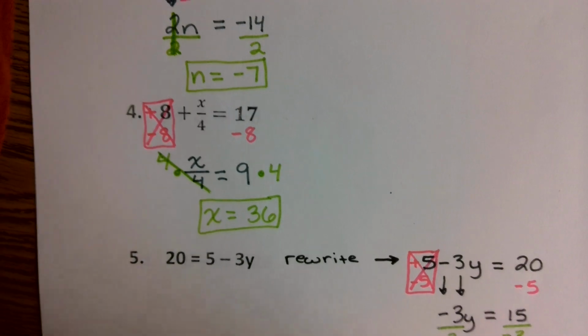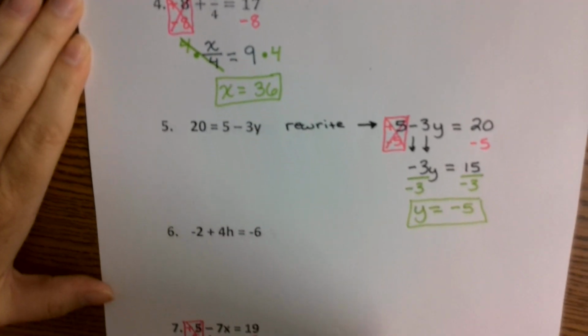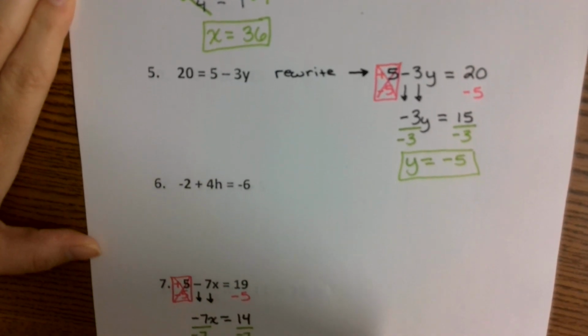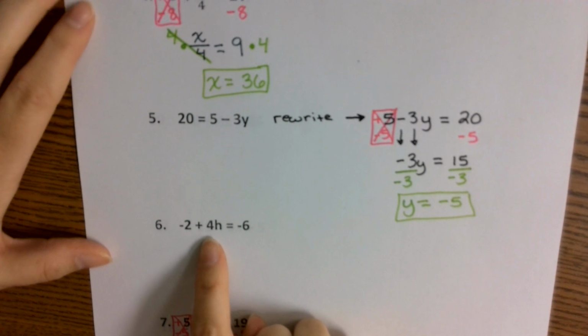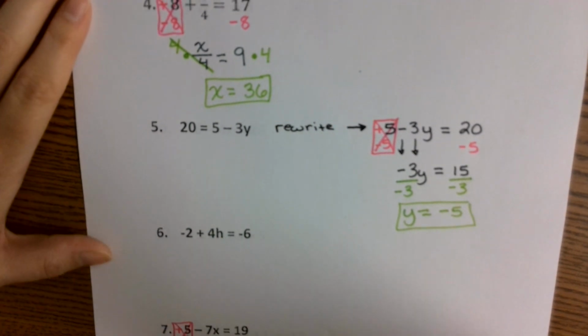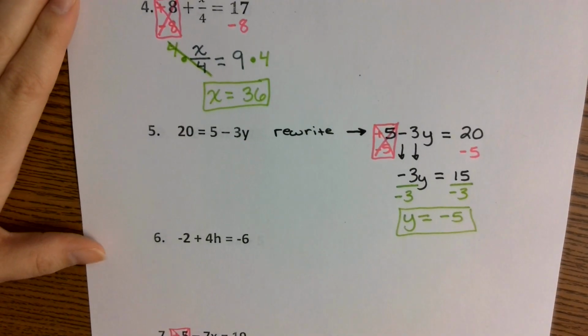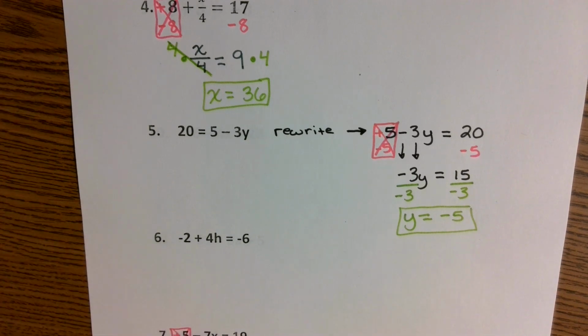Okay, we already did problem 5, so let's take a look at problem number 6. For problem number 6, we have negative 2 plus 4h is equal to negative 6. I don't need to rewrite because I already have the variable on the left side. So what's my inverse operation going to be? What's the first inverse operation I'm going to do?